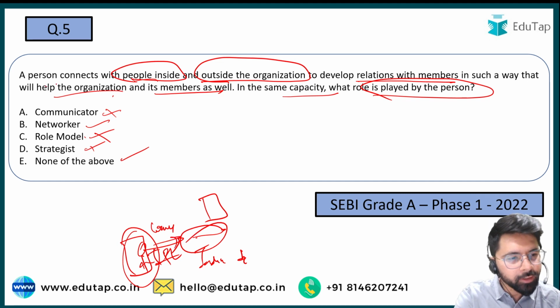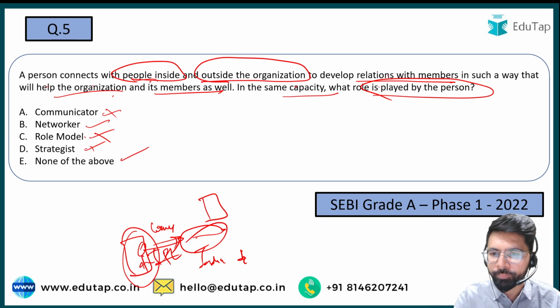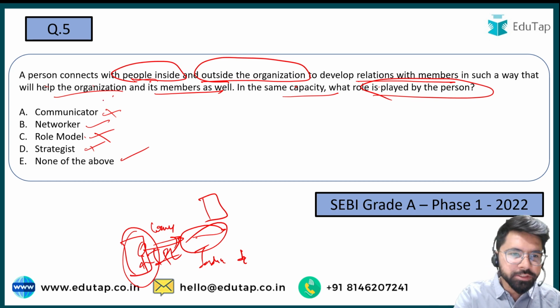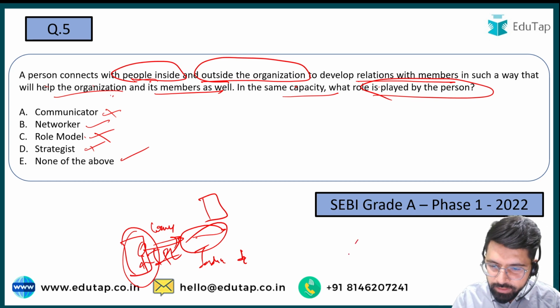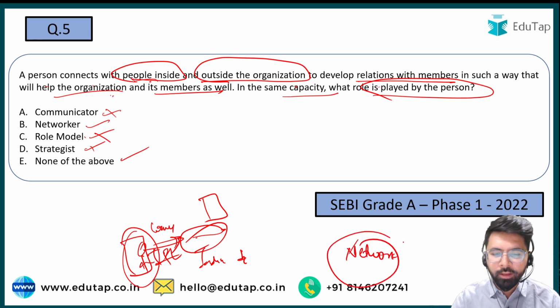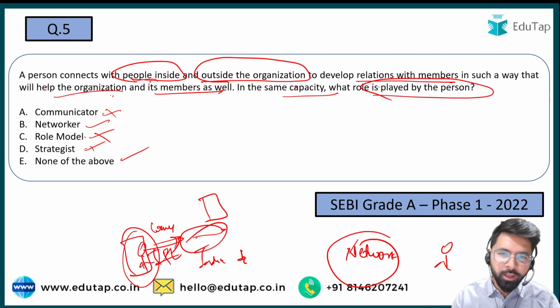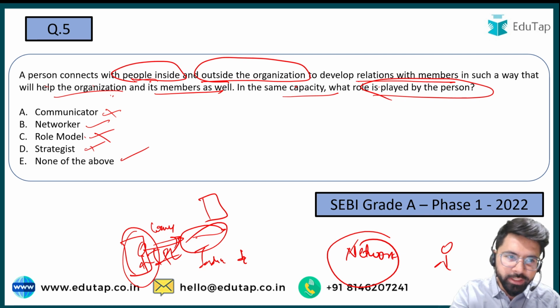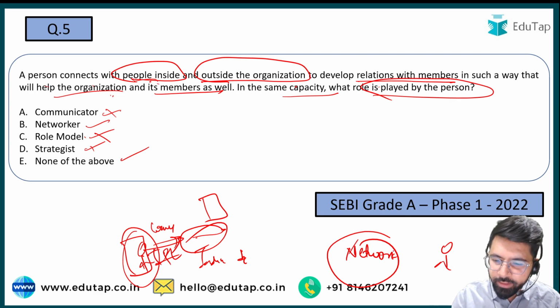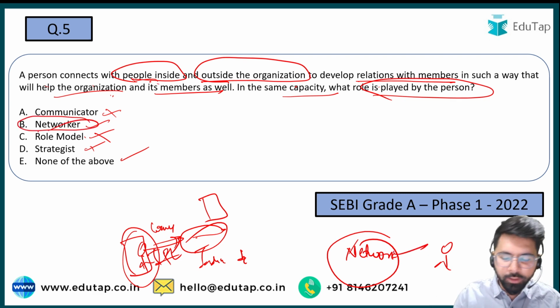Now here the question is saying that the person connects with the people inside and outside the organization to develop relationships with members in such a way that it will help the organization's members. So friends, here he is purely building the network. What is network? Suppose a person, especially you can correlate better in India, is a person with a good network, that is, you have all the connections at the right places, maybe within the government and even at the local level, then you can get all your work done, because it is purely that you have connections. That is nothing but the network. So this is the role of a networker, friends.